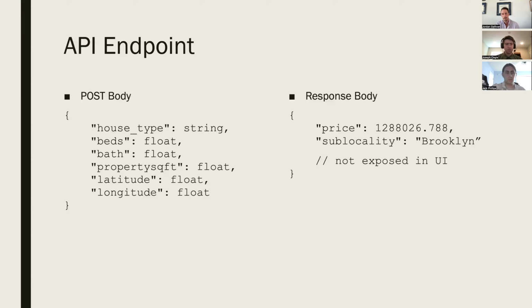We've got one endpoint that takes all these attributes and responds with the price. We've also got a sublocality in here that was sort of a bookkeeping item, because the sublocality actually has a decent impact on the price, but that's not immediately available from the front end controls that we have, as we'll see in a minute. So the back end checks which sublocality we're in depending on the longitude and latitude.